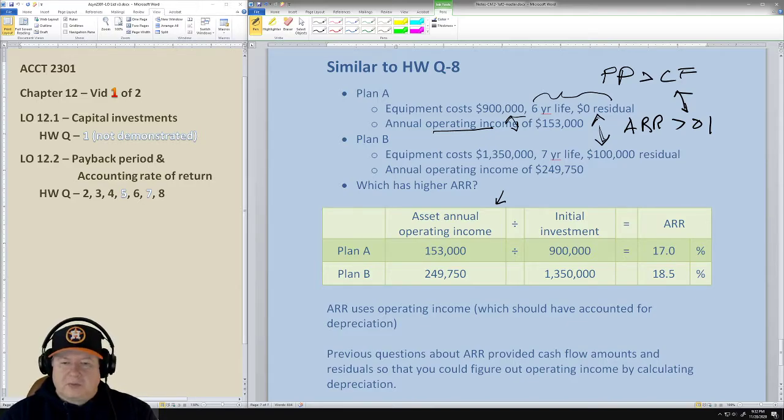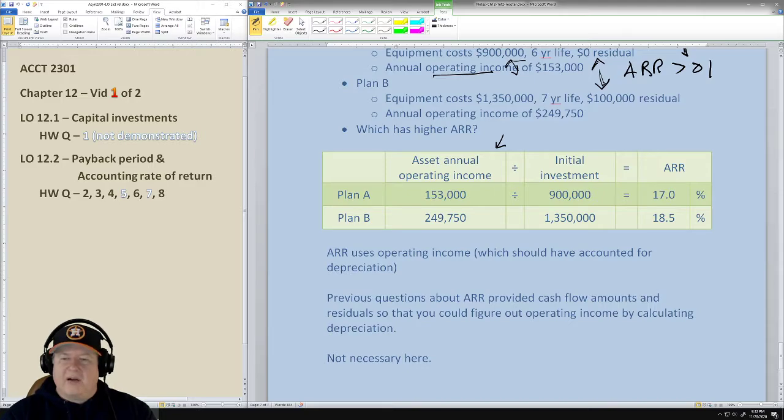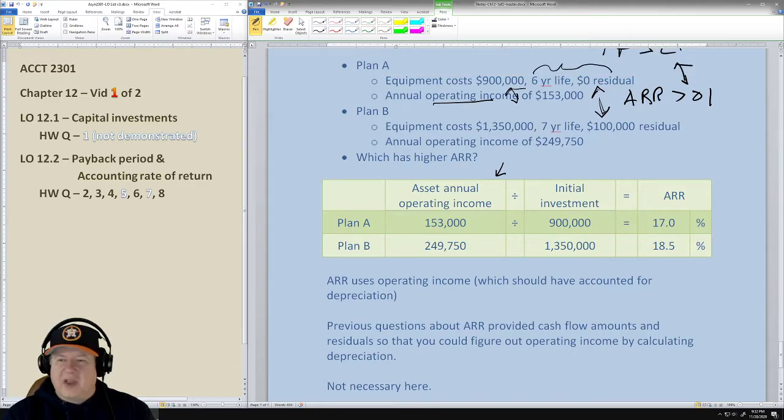So just be aware, because you may try to figure out a way to get this 100,000 in and mess up your calculation. Just be aware of what ARR requires. ARR requires operating income. If you already have that, you don't need to fiddle with the depreciation or the residual. If they give you cash flow, then you need to go from cash flow, subtract out depreciation to get to operating income.